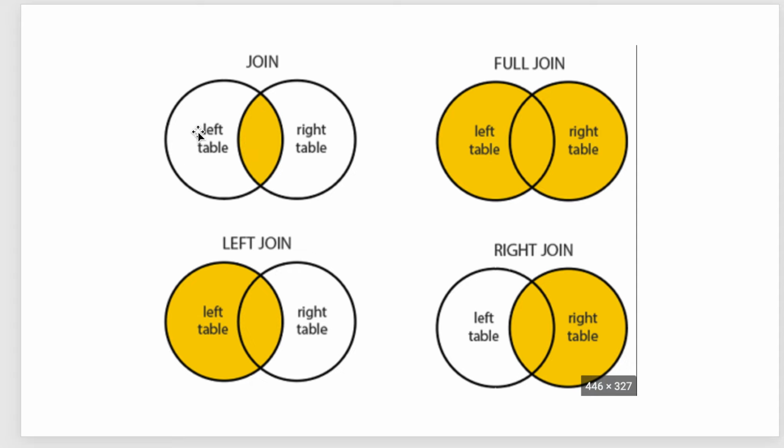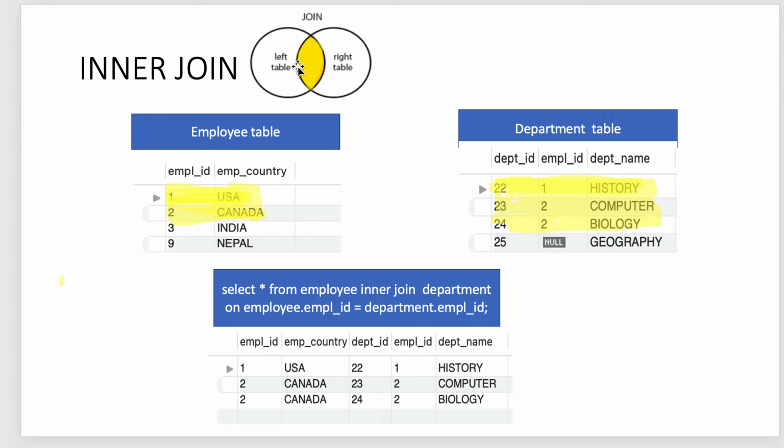So first we'll start with inner join. In the inner join, if we perform the SQL join on the common column, then it will output those elements from both the tables which are common.